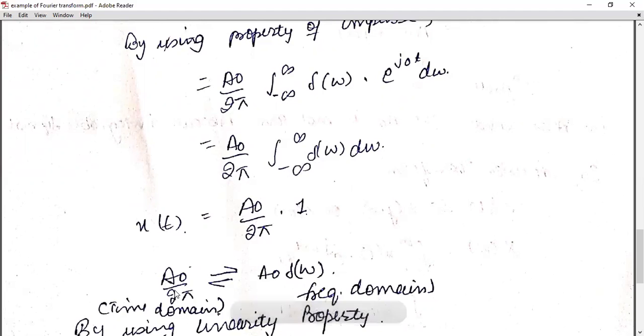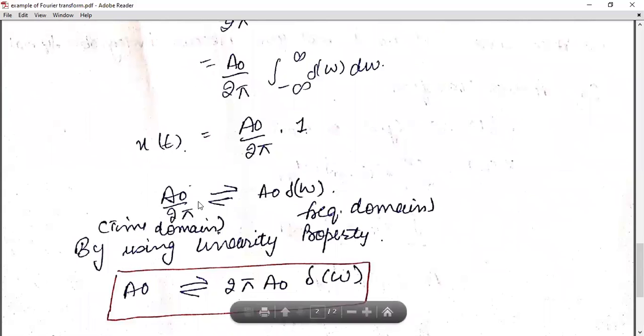So if we have to find the Fourier transform, initially I'll explain. This is the value of x of t, which is equal to a naught by 2 pi, corresponding to del of omega. Okay. Now multiplying both sides by 2 pi. This is the time domain and this is the frequency domain. By using the linearity property, whatever you multiply on the left hand side, the similar change will be found on the right hand side. So multiplying 2 pi on both sides, we get a naught, whose Fourier transform is equal to 2 pi a naught del of omega. So this is the Fourier transform of any DC signal.